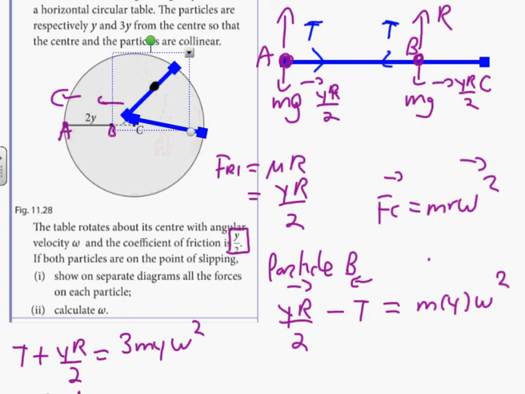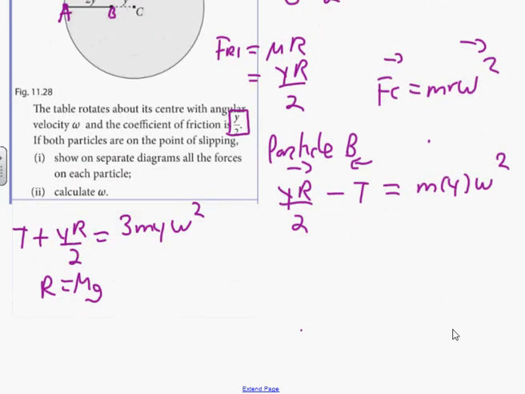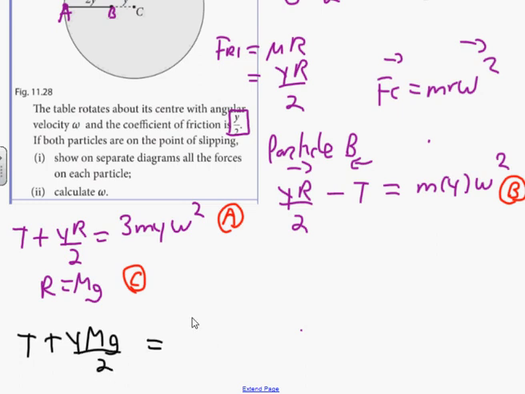Now, so there we are. Now we have three equations. My suggestion for both equations is to get rid of the r's. So I have equation A, equation B over here, and equation C. So let's just sub in the r's and get rid of the r's. So (T plus ymg) all over 2 equals 3yω².